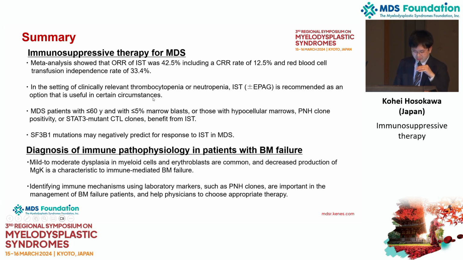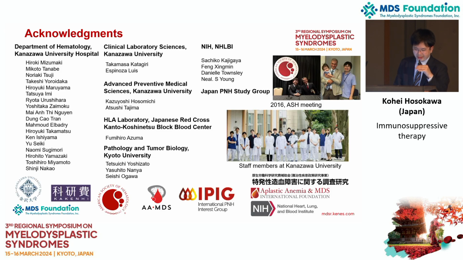And moderate to mild dysplasia in myeloid cells or erythrocytes is common, and the decreased production of megakaryocytes is characteristic of immune-mediated bone marrow failure. And identifying these immune mechanisms using laboratory markers such as the PNH clones is important in the management of bone marrow failure, and helps physicians to choose the appropriate therapy.